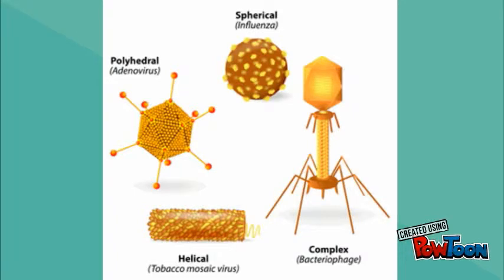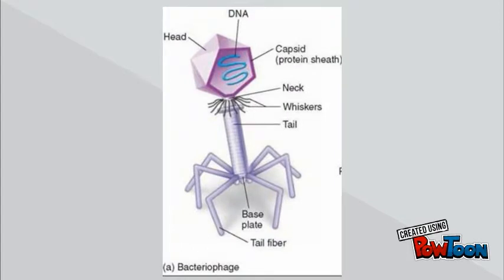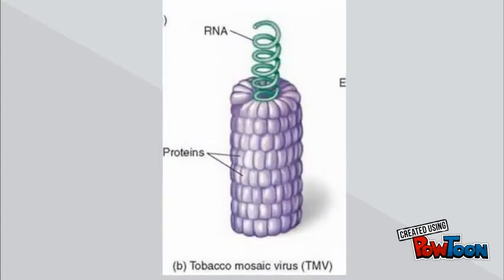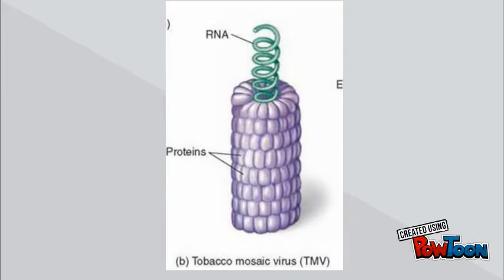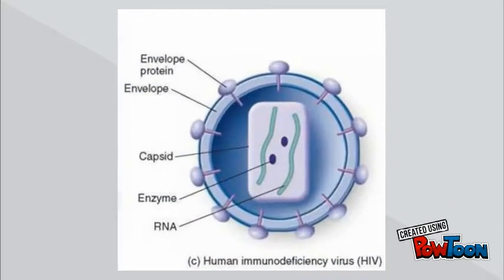Viruses can come in a variety of shapes and sizes. There are four main types of viruses, and they are spherical, polyhedral, helical, and complex. A complex virus has a tail attached to a base plate with tail fibers that come out of it. It also has a neck to hold up the capsid. A helical virus has a coil of DNA or RNA inside, surrounded by proteins. And finally, a polyhedral virus is surrounded by an envelope that has proteins on it.